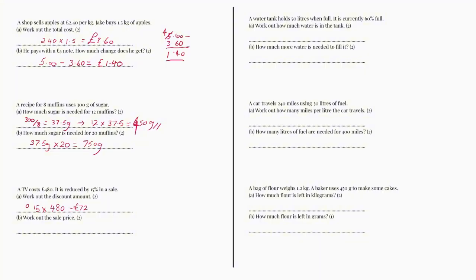That would have been long multiplication. But if you had a calculator, you could have done it like this. 480 divide by 100 times the percentage, which in our case was 15. So that was your formula if you're using a calculator.